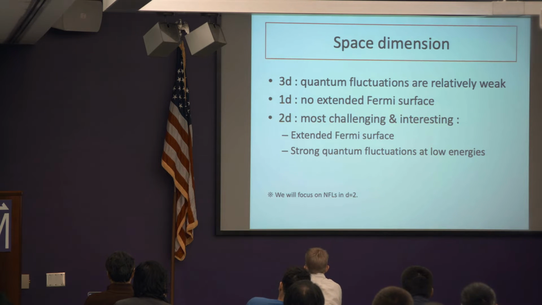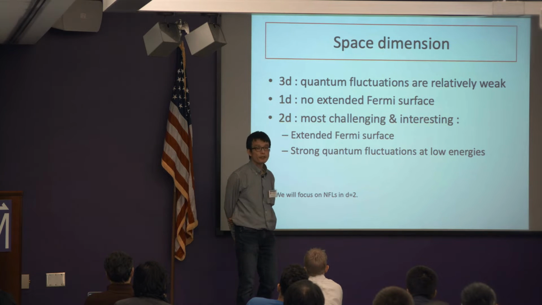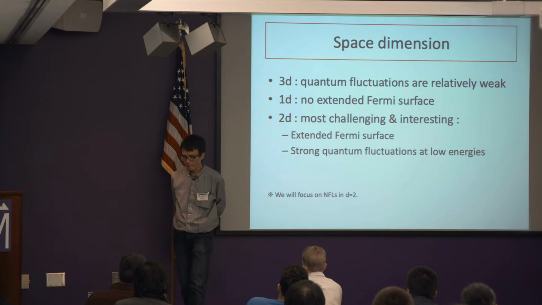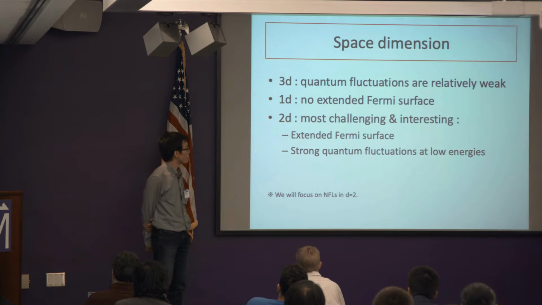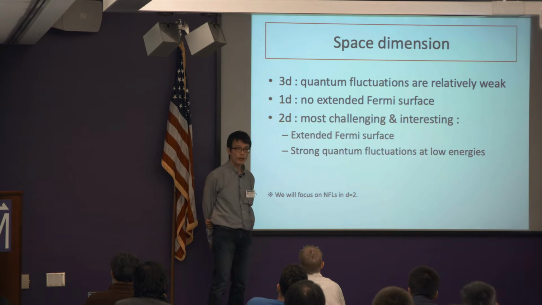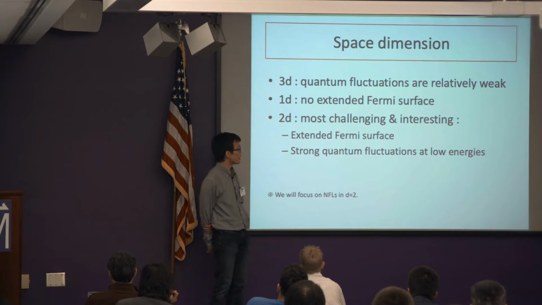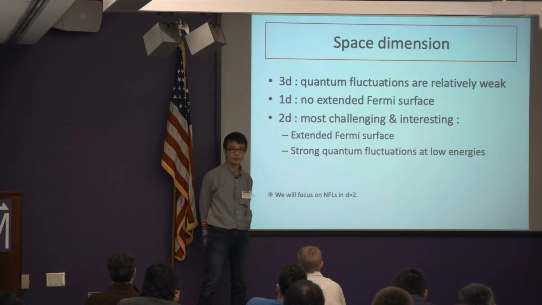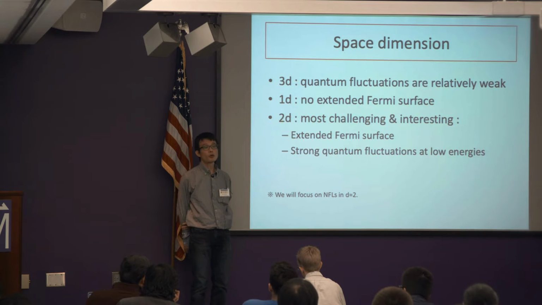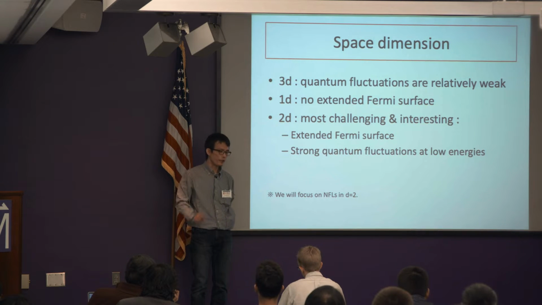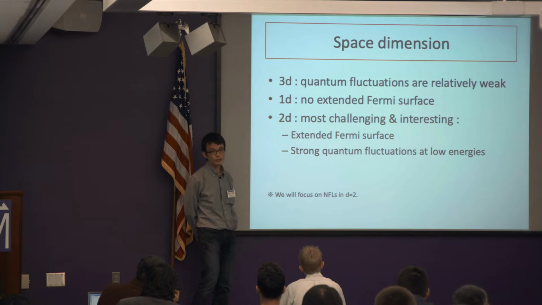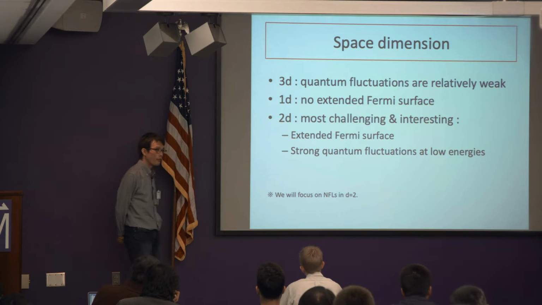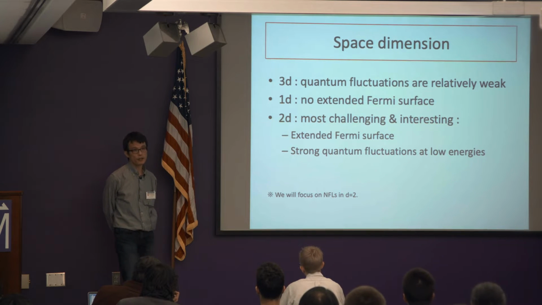So first, space dimension. In 3 space dimensions, as we know, quantum fluctuations are not that strong at low energies. Usually, for many field theories, 3 + 1 space-time dimension is the upper critical dimension, where the quantum correction is only logarithmic. So there is some deviation from Fermi liquid behavior, but it's not that strong.